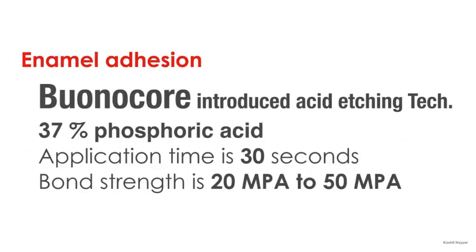So Buonocore basically introduced that this smear layer is weakly attached to the dentin. When it is completely removed, we can have excellent bonding strength between 20 to 50 megapascals. And the concentration used was 37% phosphoric acid. And the usual application time for enamel is 30 seconds.